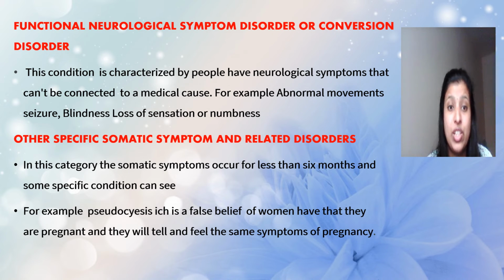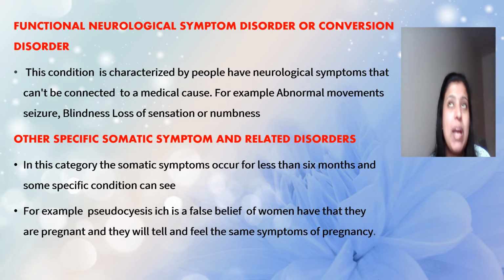The next thing is functional neurological symptoms disorder, or conversion disorder. This condition is characterized by people having neurological symptoms that cannot be connected to a medical cause. For example, abnormal movement, seizures, blindness, loss of sensation or numbness. Next is other specified somatic symptom and related disorders.